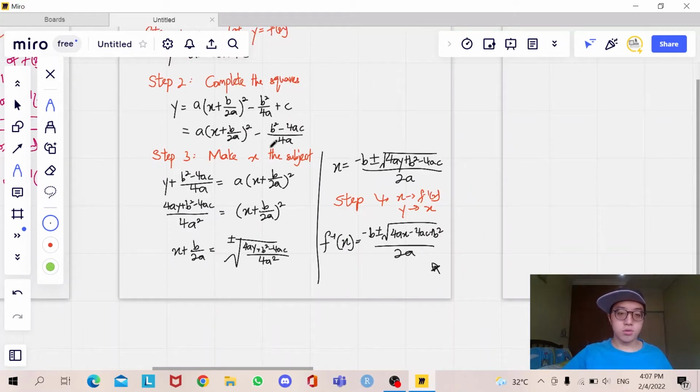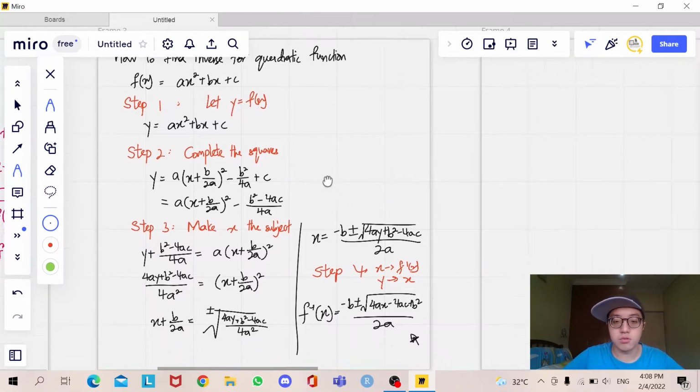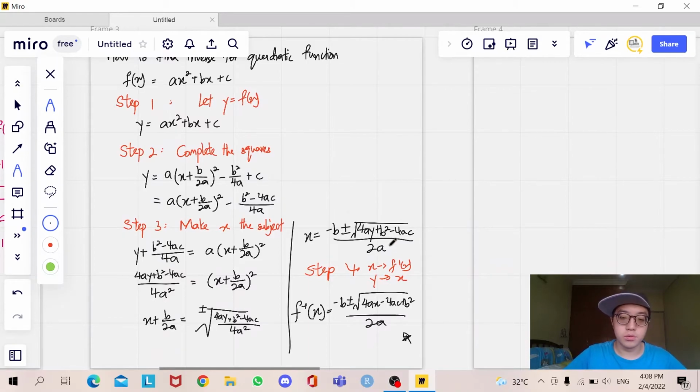All right, you don't need to look at all these unknowns here. You just need to remember the steps. You let y equals to f(x), you complete the squares, you make x the subject, and step number 4, you change the x to f inverse and y to x.